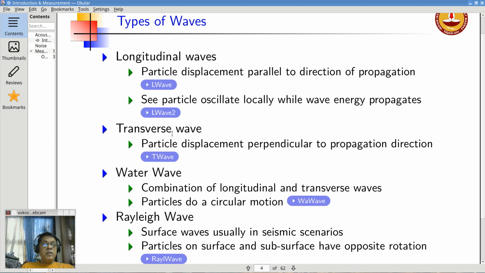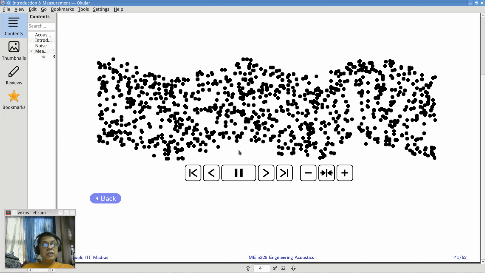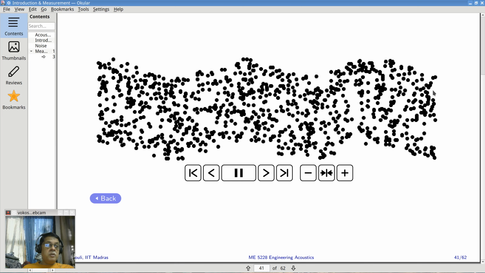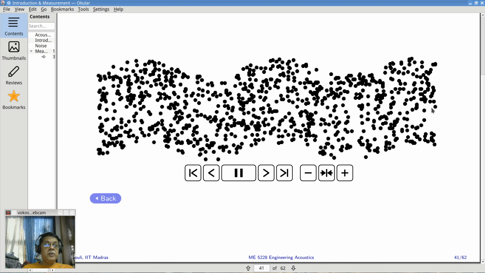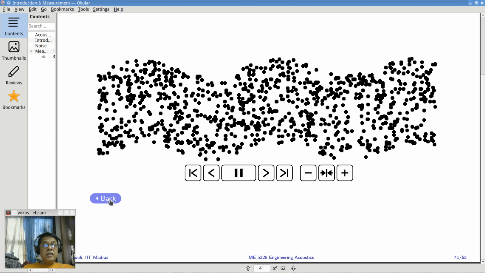The other type of wave is the transverse wave, where the particle displacement is perpendicular to the direction of wave propagation. Say the wave propagates left to right, but the particle moves up and down. That's called a transverse wave. Here is a visualization again, thanks to Dan Russell from Penn State. You can see that the wave is propagating from left to right, and the particle moves up and down. So that is a transverse wave.